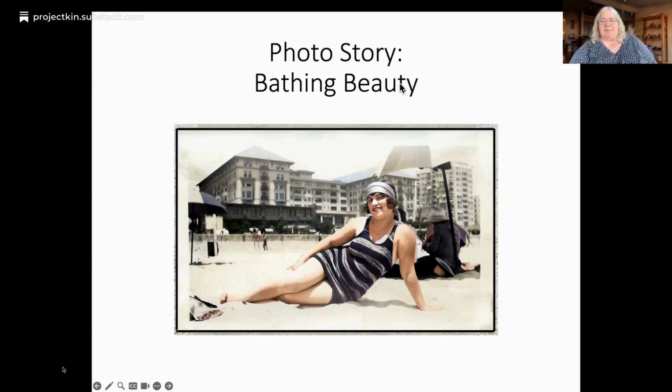The first thing I did was I Googled beaches. Well, they lived in Southern California. I knew that much. So I Googled beaches in Southern California to see what hotels it could be. And I couldn't find anything that looked like this. And so I still didn't know.